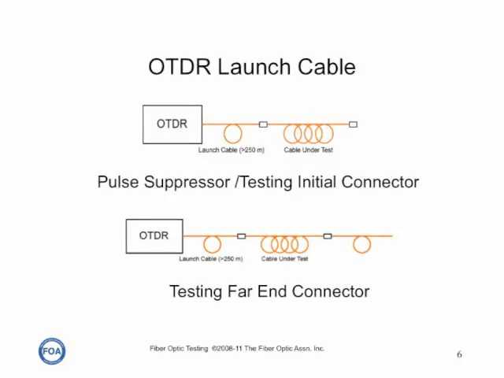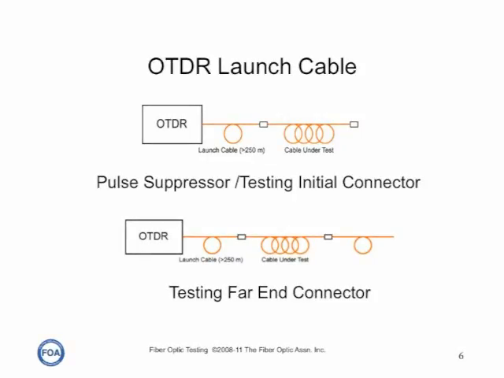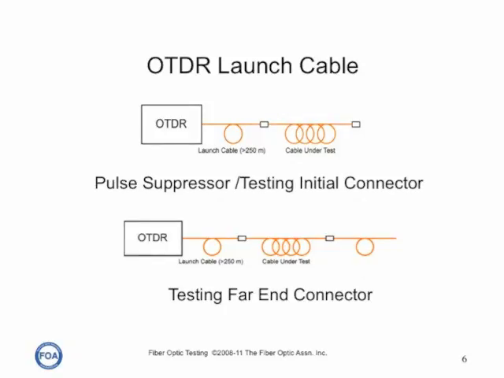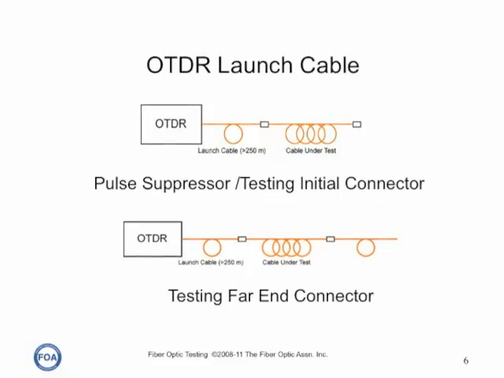The high-powered pulse of the OTDR generally overwhelms the receiver in the OTDR. So we use a launch cable with the OTDR as what some people call a pulse suppressor. It allows the OTDR time to recover from this high-powered test pulse. But the launch cable also allows us to connect to the cable under test and measure the loss of the connection to the cable under test.